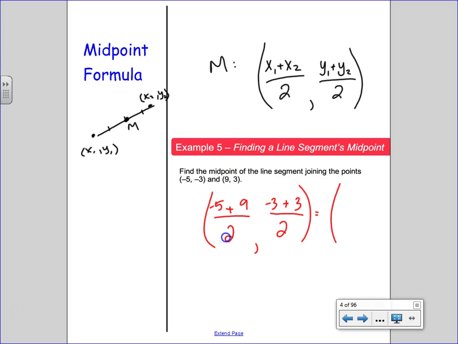Some of you guys have already beaten me. Good job. I was just explaining. -5 plus 9 is 4. 4 over 2 is 2. And -3 plus 3 is 0. And 0 divided by anything is 0. Dun, dun, dun, dun, dun, dun.